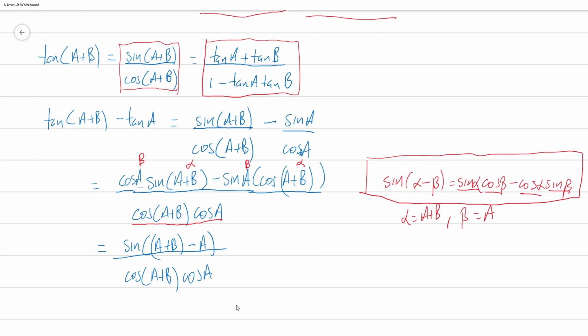So now I could simplify this expression to be, well, you have sine(a+b-a), so the a's will cancel, so you simply have sine b over cos(a+b) cos a. Okay, so that ends your proof, and that ends number 3 for 2019 paper 2.